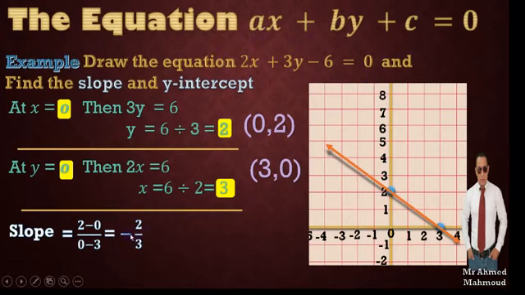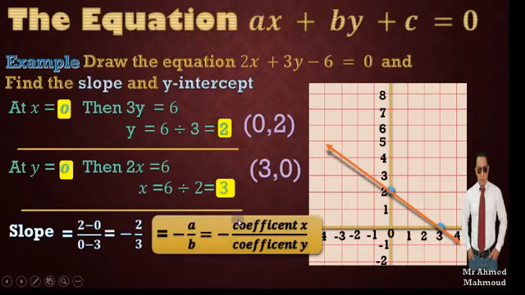Well, I notice here that in the equation, the slope is negative the number before x over the number before y. The number before x is called the coefficient of x. The number before y is called the coefficient of y. Then the slope is negative coefficient of x over coefficient of y, or negative a over b. Here this number is called a, this number is called b. It's negative a over b, or negative coefficient x over coefficient y.